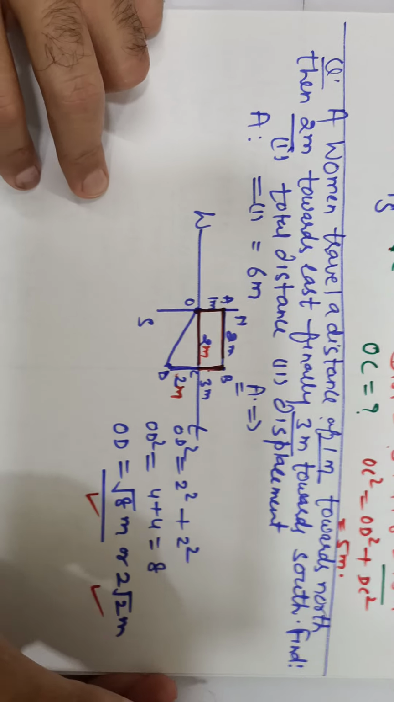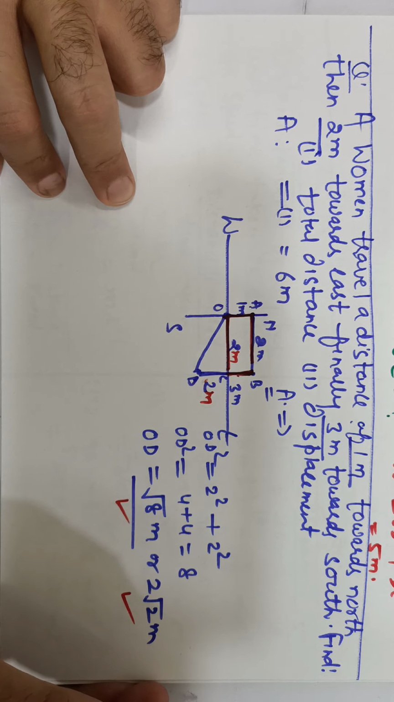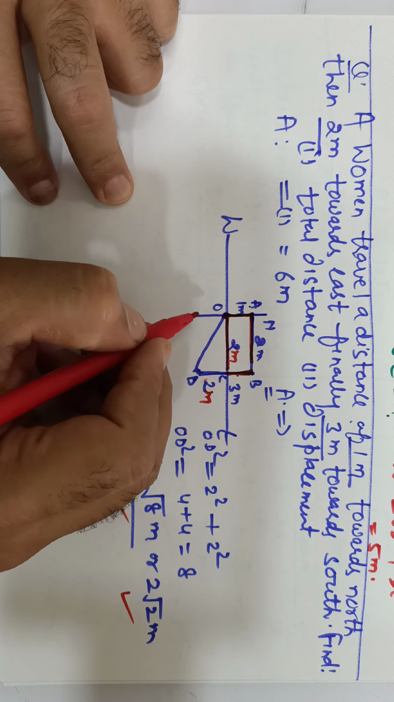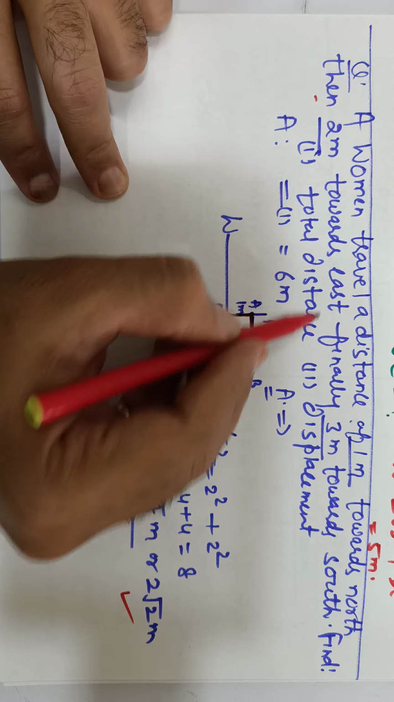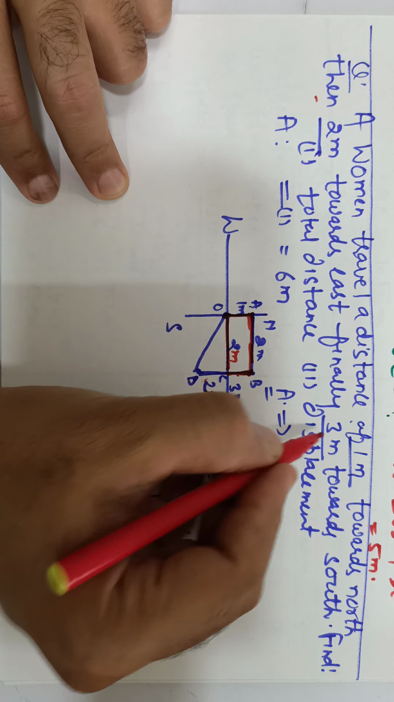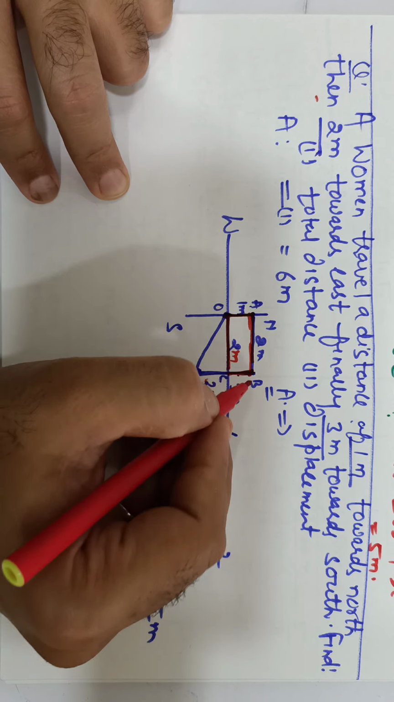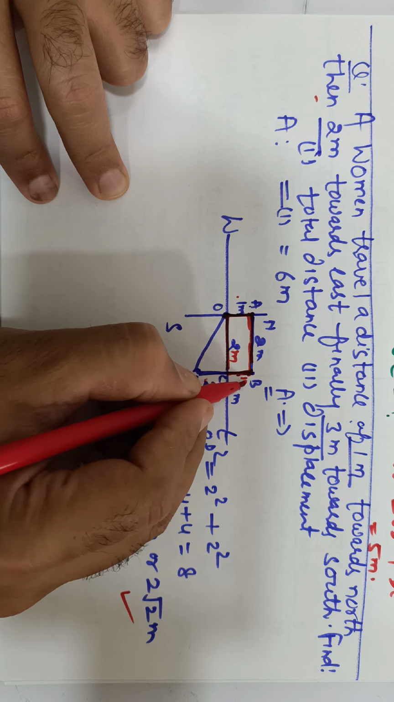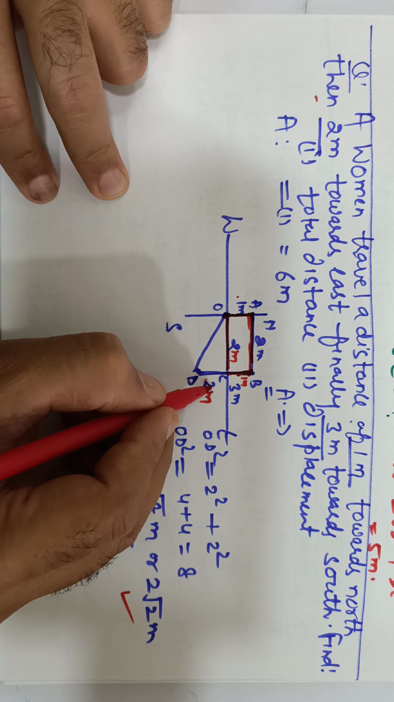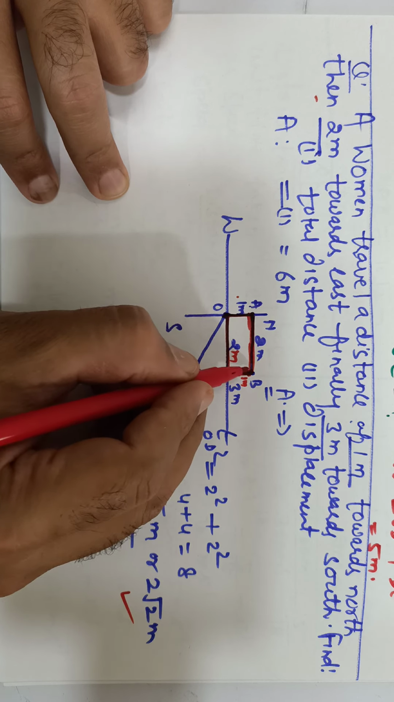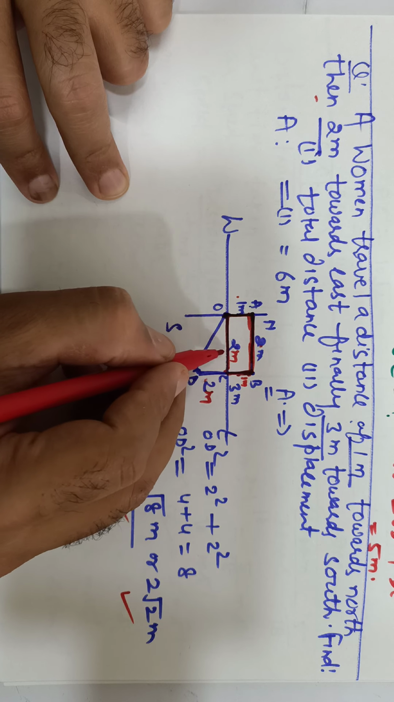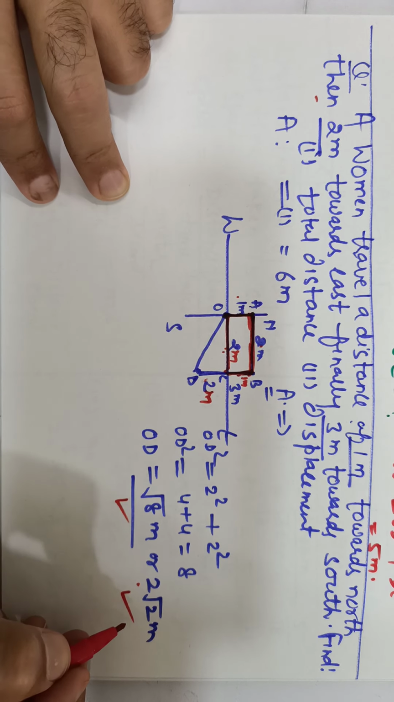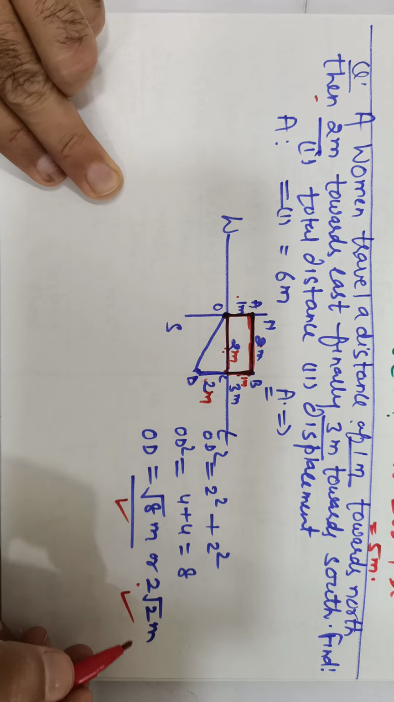A similar question you have to do: a woman travels a distance of 1 meter towards north, then 2 meter towards east, finally 3 meter towards south. This distance is 1 and this is also 1 meter. The remaining distance is 2. Here this distance AB is 2, then OC is 2. Above also 2, below also 2. Solving the square of 2 plus the square of 2, we get 2√2. Do it yourself. If any problem, then ask me.